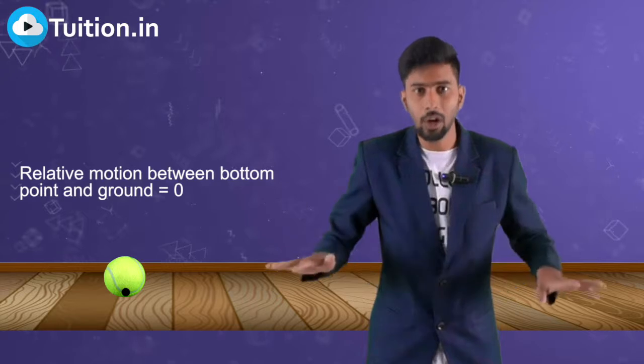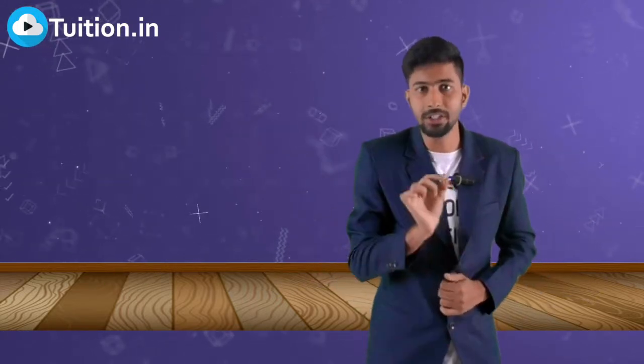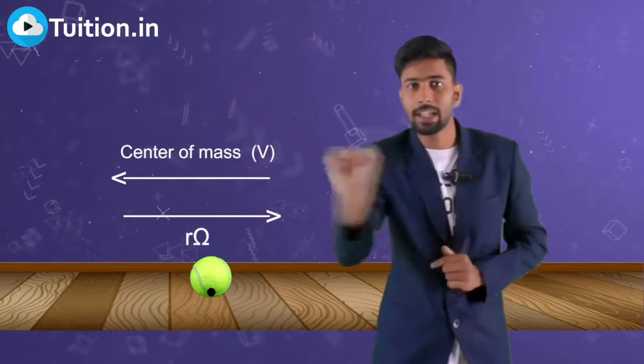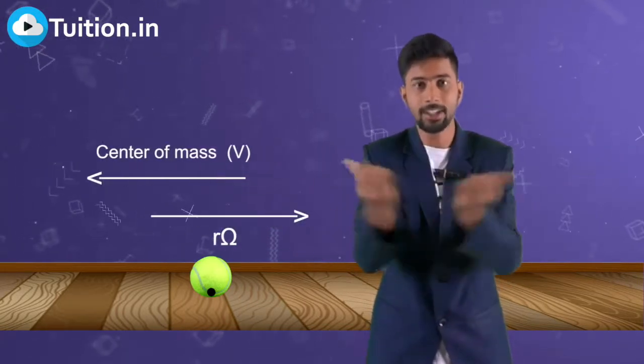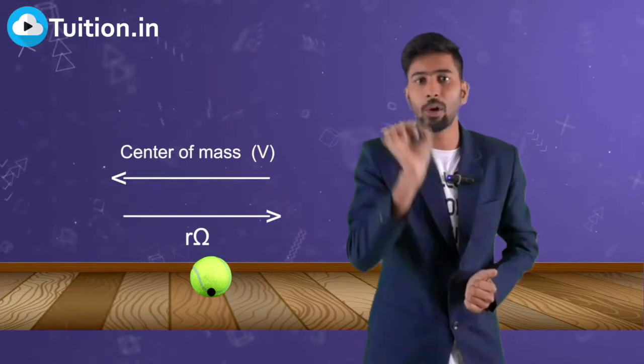So let's take the case of a ground being at rest. If your ground is at rest, the net velocity of this point also has to be 0. That means your r omega should cancel this v center of mass, right? So that these two vectors cancel and instantaneously that point is at rest.